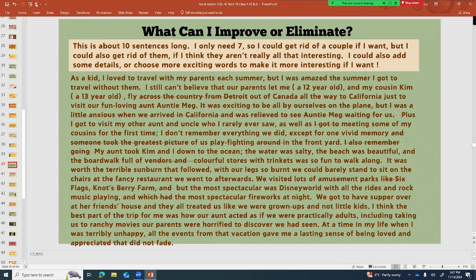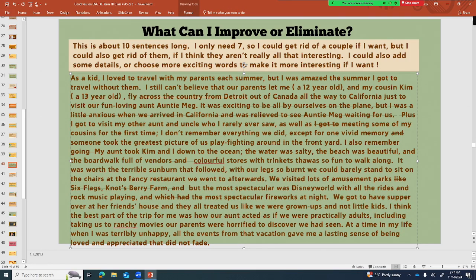My aunt took Kim and I down to the ocean. The water was salty, the beach was beautiful, and the boardwalk full of colorful stores with trinkets that were so fun to walk along. Does that make sense there? Yep. It was worth the terrible sunburn that followed, with our legs so burnt we could barely stand to sit on the chairs at the fancy restaurant we went to afterwards.